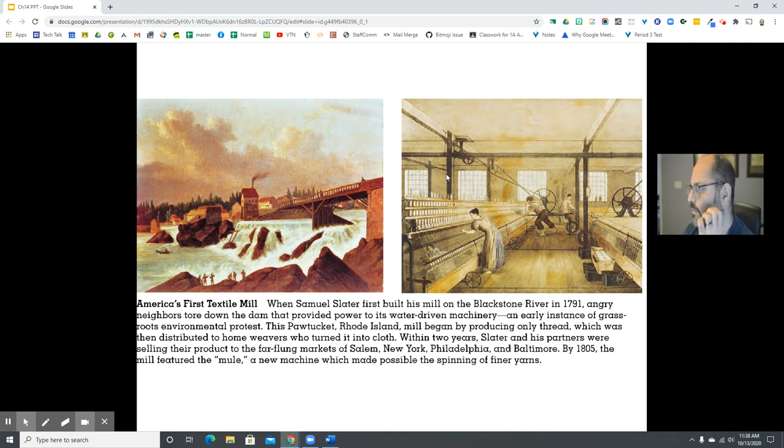Here's an example of more of that mechanization that happens in New England in particular. This is a textile mill using the hydropower of the area to make textiles, and that becomes more mechanized as well. When Samuel Slater first built his mill on the Blackstone River in 1791, angry neighbors tore down the dam that provided power to its water-driven machinery, an early instance of grassroots environmental protest. This Pawtucket, Rhode Island mill began by producing only thread, which was then distributed to home weavers who turned it into cloth. Within 2 years, Slater and his partners were selling their product to the far-flung markets in Salem, New York, Philadelphia, and Baltimore. And by 1805, the mill featured the mule, a new machine which made possible the spinning of finer yarns. So that's what they're making there.